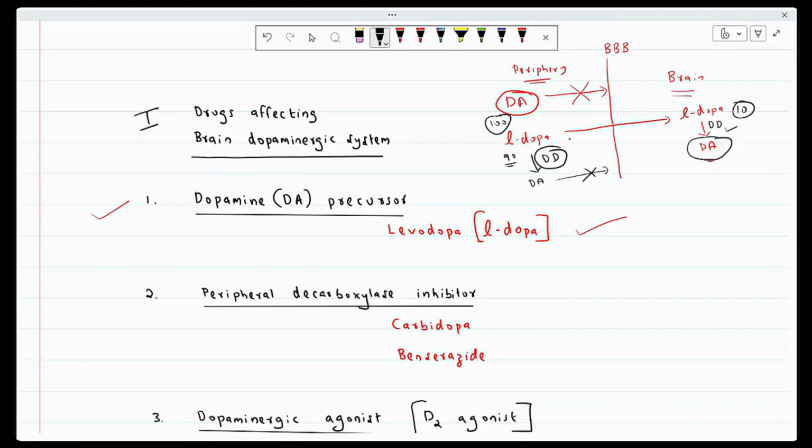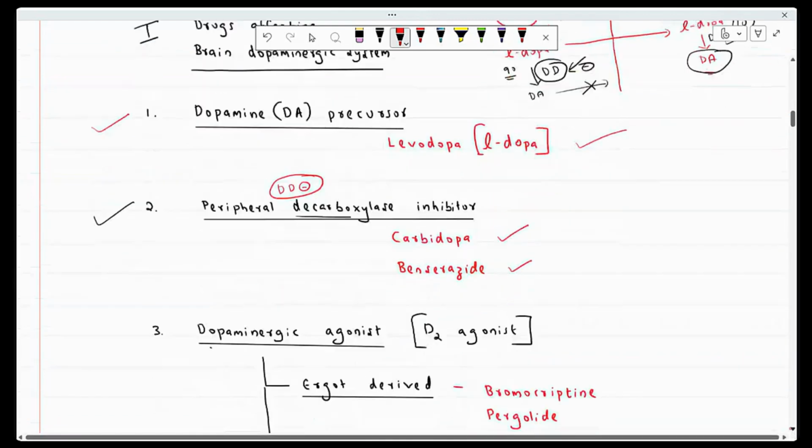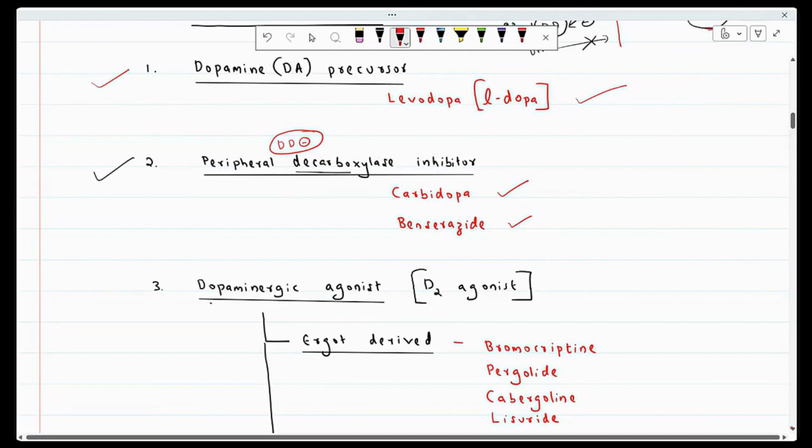So what we can do is, when you give levodopa, you can give a drug which can inhibit this enzyme, the peripheral dopa decarboxylase. That is called a peripheral dopa decarboxylase inhibitor. The examples are carbidopa and benserazide. Whenever you give levodopa in combination with carbidopa, more levodopa can reach the brain. If you give 100, that entire amount can get into the brain, whereas if you give levodopa alone, most of it will be metabolized in the periphery. So levodopa should be given along with a peripheral dopa decarboxylase inhibitor, and the examples you need to remember are carbidopa and benserazide.